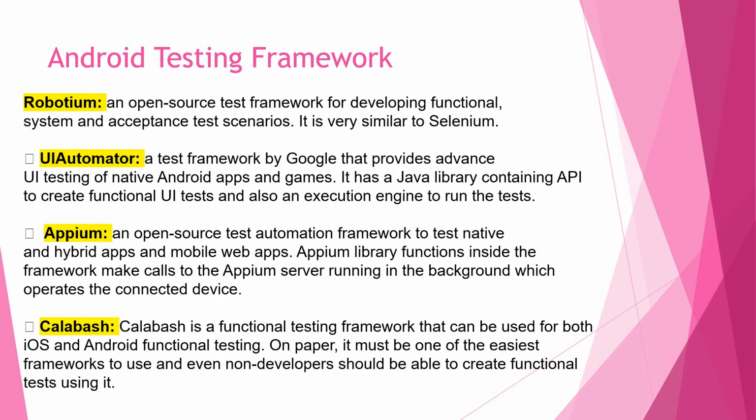So Android testing frameworks, what should you know? First, Robotium, UI Automator, Appium, and Calabash. Appium is used for both iOS and Android, and Calabash is used for iOS and Android application testing. Mostly we use Appium. Appium is an open source test automation framework to test native, hybrid, and mobile web apps. Appium library functions inside a framework make calls to the Appium server running in the background, which operates the connected device.